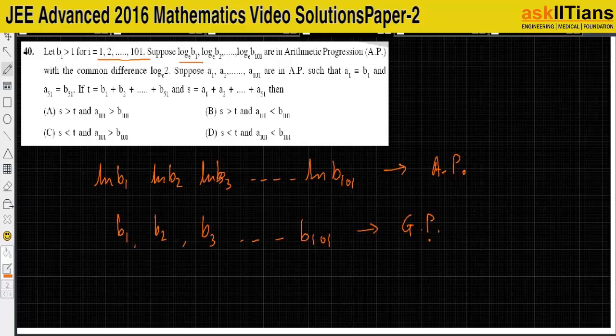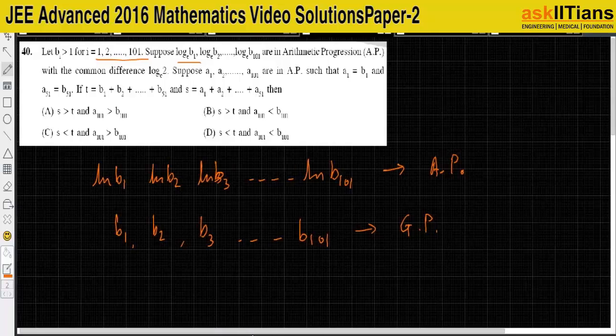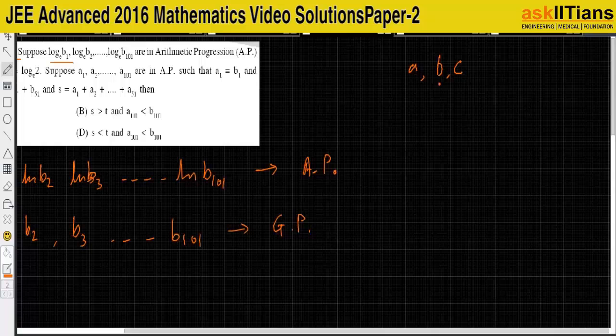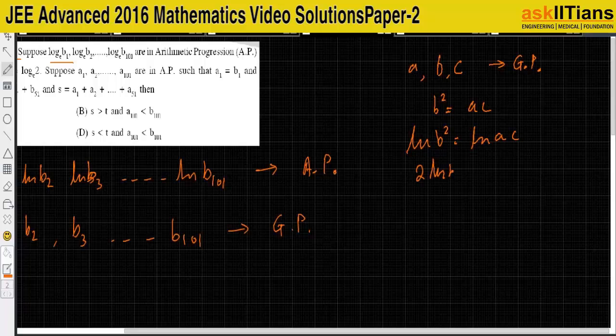If there is a GP and I take logarithm, I get an AP. So the reverse is, if there is an AP and I take anti-log, I'll get a GP. If you don't know this, then we can simply check by taking 3 numbers A, B, C, and say that these 3 numbers are in GP. Then I can say B square is equal to AC. Now if I take log both sides, I'll get ln B square equal to ln AC. So I'll get 2 ln B equal to ln A plus ln C. So this is nothing but an AP, right? So ln A, ln B and ln C will be in AP.